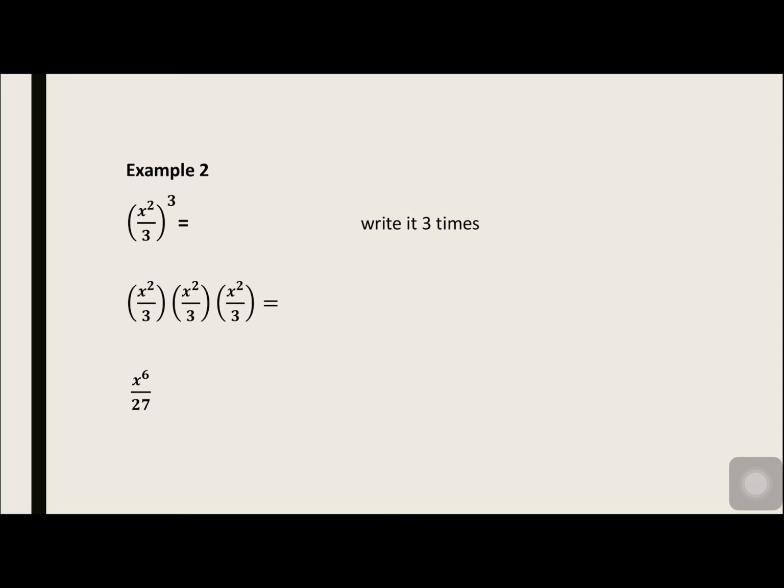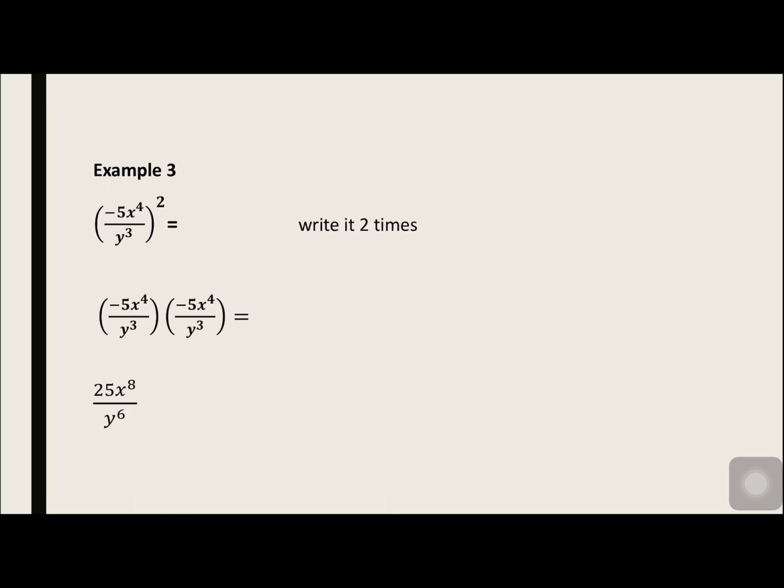Example 2. X squared over 3 to the third. Write it out 3 times. For the top, the x squared, at the top part you can just say 2 times 3 is 6. But for the 3 you have to multiply it out. 3 times 3 is 9, times 3 is 27.